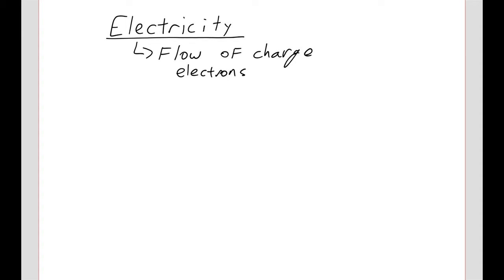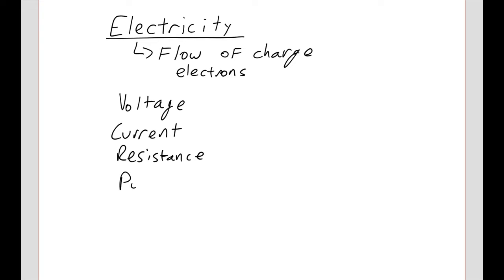Now, in electricity, today we just want to do a little introductory to some of the properties of electricity. So we want to talk about voltage. We want to talk about current. We want to talk about resistance. And we want to talk about power. So we'll just do the definitions and basically show you how to calculate all these four properties, if you will.